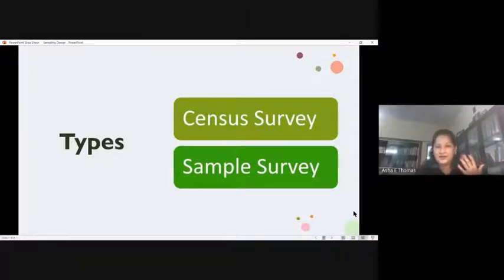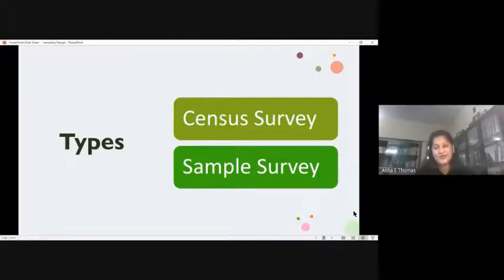Such studies, where you're not covering the entire population to arrive at a conclusion, but instead selecting a representative from the population, are called a sample survey. I'm just taking a representative sample from the population. So, based on the method of collection of data, sampling can be a census survey or a sample survey.